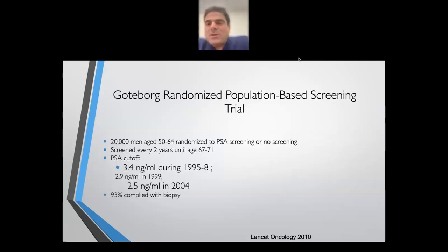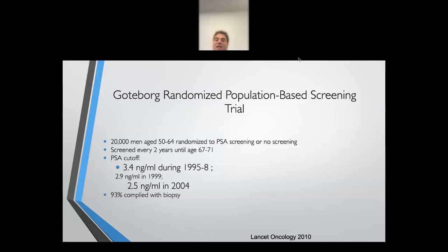So this one here now, this is called the Göteborg study. This is actually part of the European study. This is from Sweden. So it was in the center in Gothenburg in Sweden. They had 20,000 men between 50 and 64. And remember, each center had their own strategies. So they screened every 2 years until the age of 67 to 71.